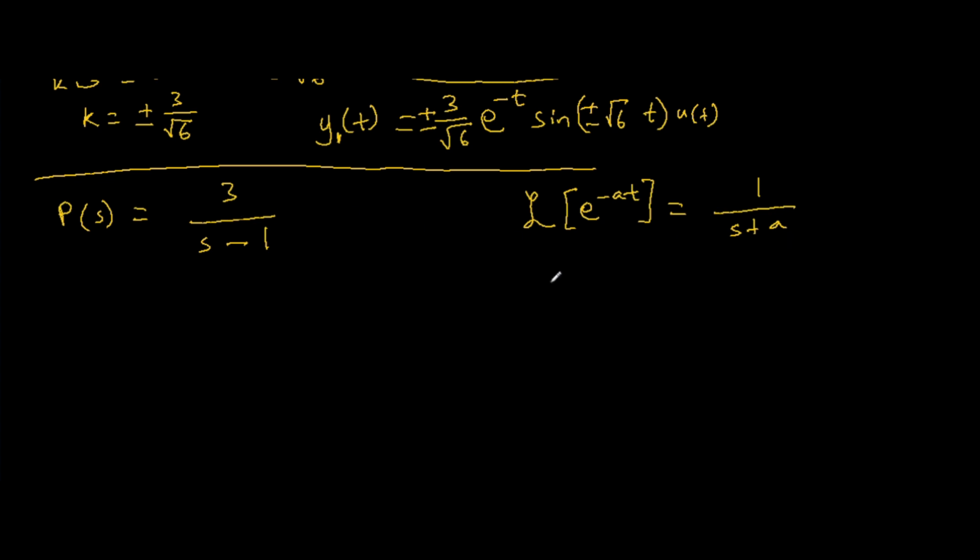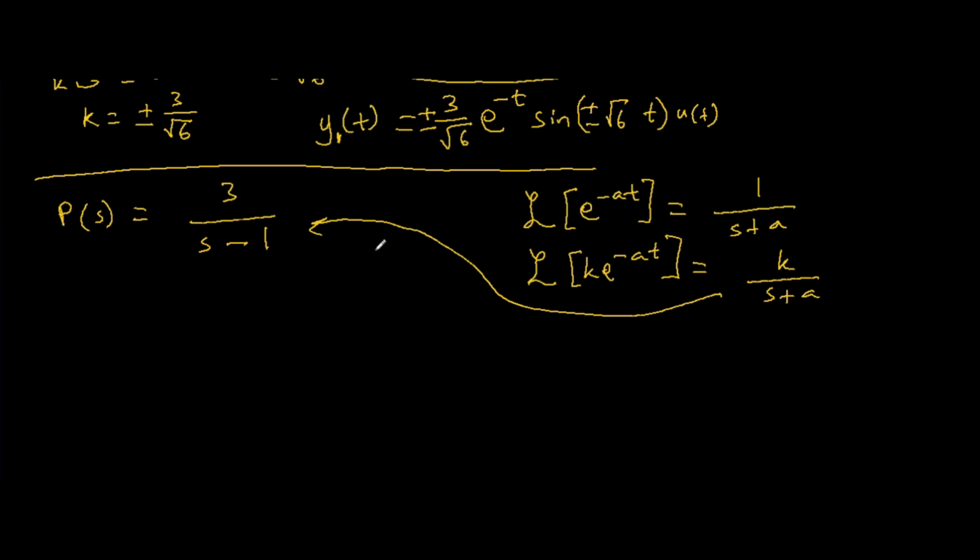And if you know your magnitude scaling rule, if you have k e to the power of minus at, so if the amplitude of the function is scaled by a certain value, then this simply gives us k over s plus a. And if this is the case, it's straightforward. This looks exactly like that. In which case, we could simply say that our k is equal to 3 and our a is equal to minus 1.